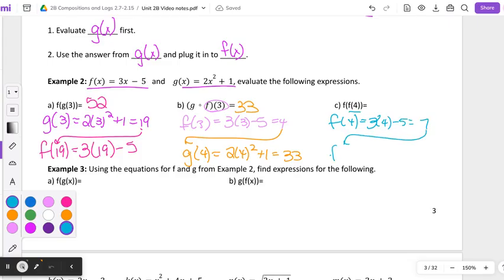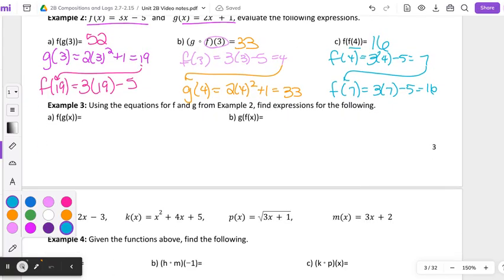12 minus 5 is 7. And now 7 just goes back into the same exact function. So I'm not switching functions this time. So 21 minus 5 is 16.